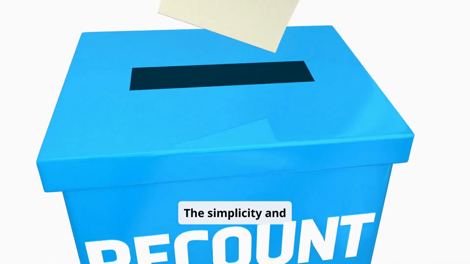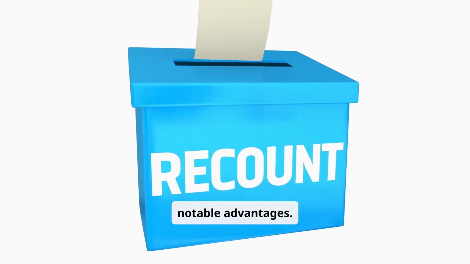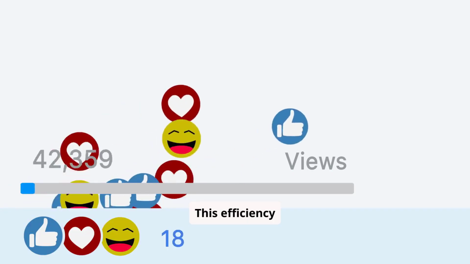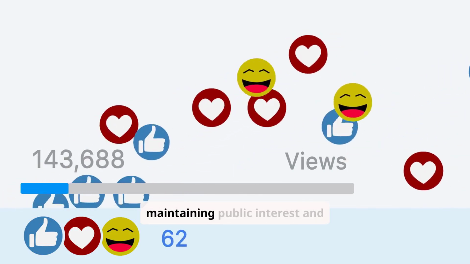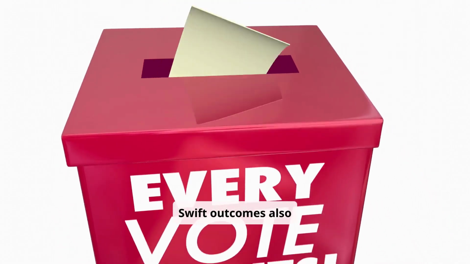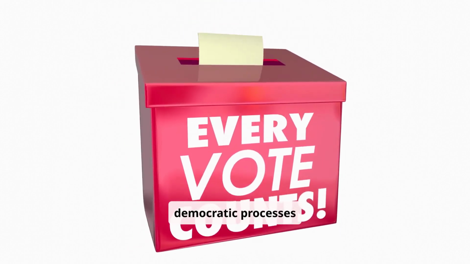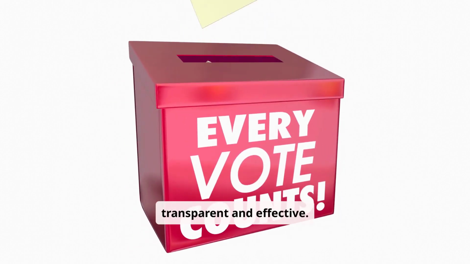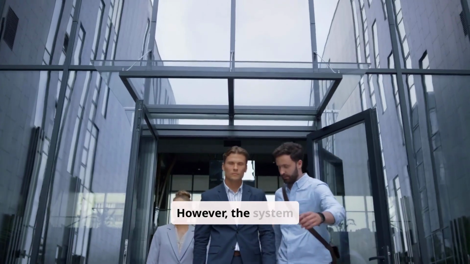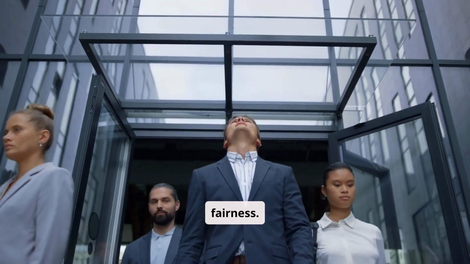The simplicity and speed of counting votes in the British election system are notable advantages. This efficiency ensures quick results, maintaining public interest and trust. Swift outcomes also facilitate a smoother transition of power, keeping democratic processes transparent and effective. However, the system faces criticism for issues of representation and fairness.